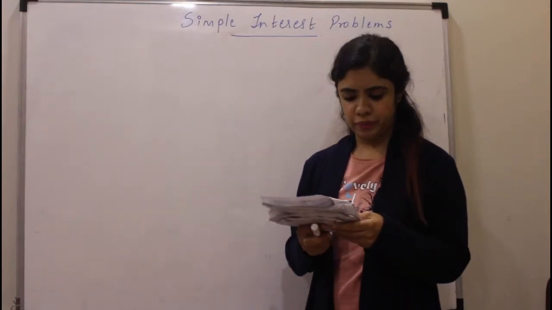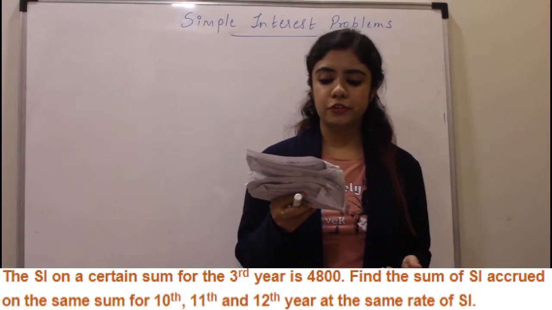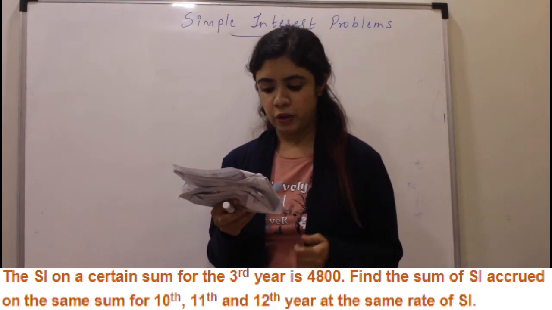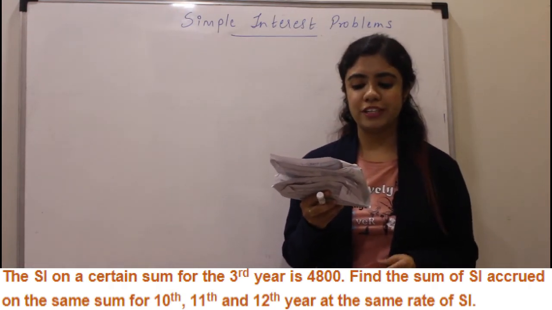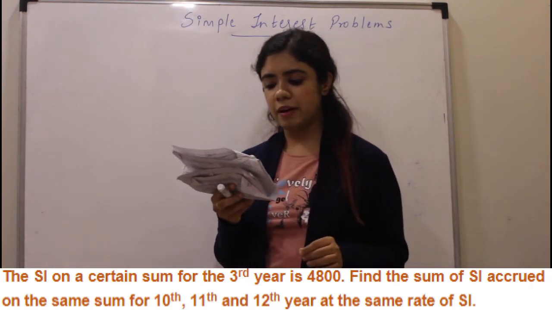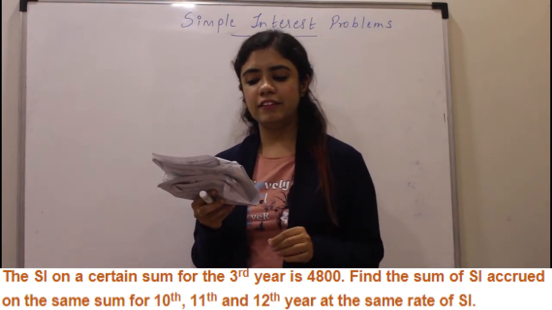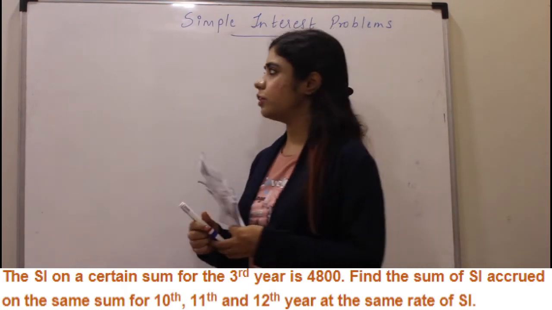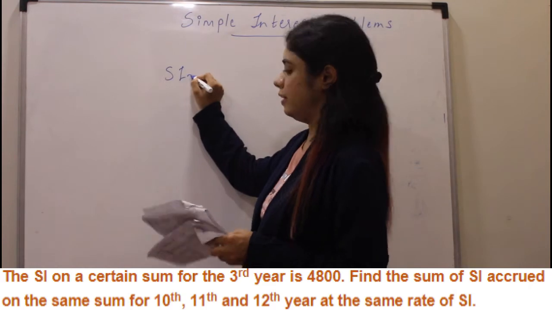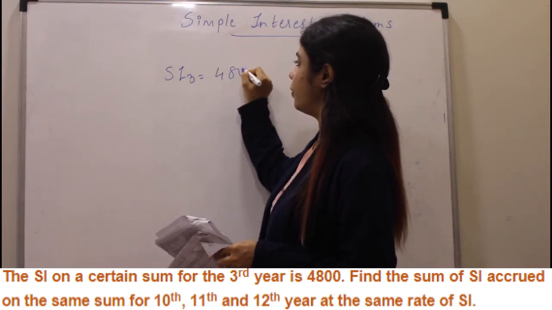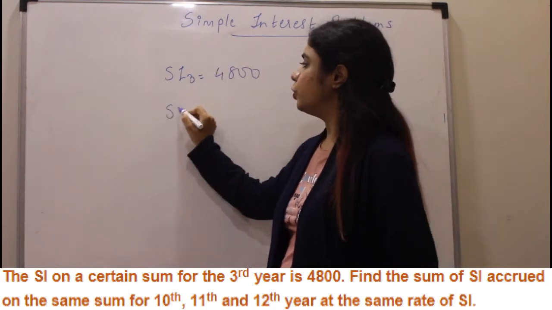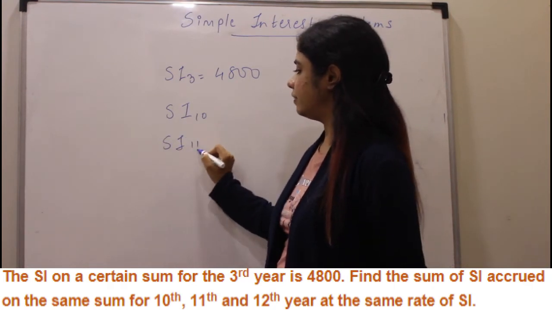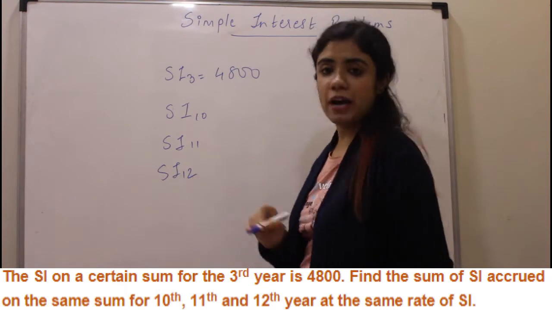What does it say? It says simple interest on a certain sum for the 3rd year is 4,800. Find the sum of simple interest accrued on the same sum for the 10th year, 11th year and the 12th year at the same rate of simple interest. So 3rd year का simple interest given is 4,800. They are asking you total simple interest for the 10th year, 11th year and 12th year will be how much?